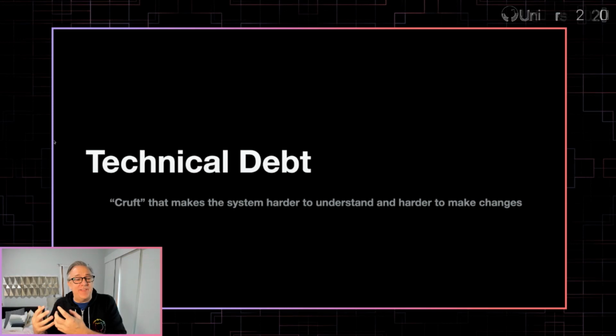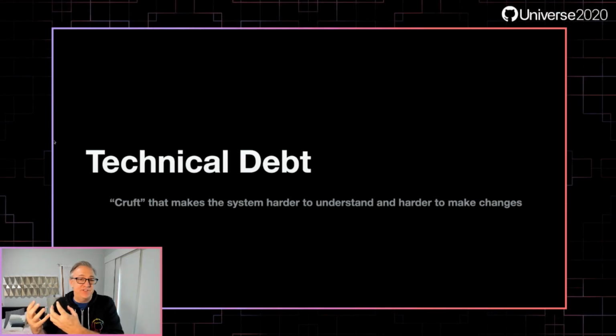And when you have too much, things slow down too much. And as things slow down in terms of your ability to make changes, that's when you start seeing issues. Either your velocity slows down, or you start having too many bugs that you can't keep up with, or you even have reliability and other issues like that.